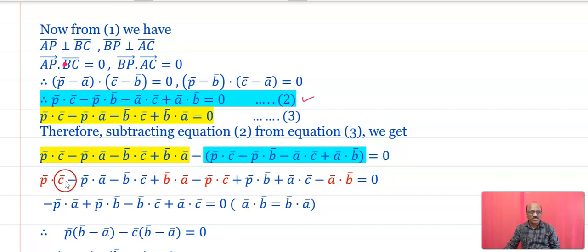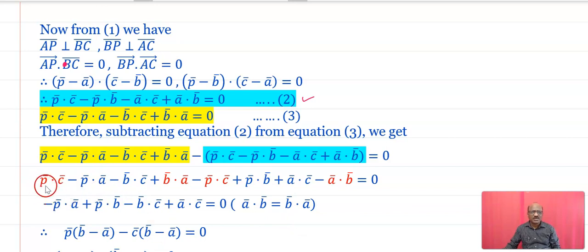Okay, P bar dot C bar minus P bar dot A bar minus B bar dot C bar plus B bar dot A bar minus, open the bracket, P bar dot C bar, this minus and minus, that will become plus, P bar dot B bar minus and minus, that will again become plus, that is A bar dot C bar, and the last is also minus A bar dot B bar, that's equals to 0. Now see this here, in the red ink all becomes 0.